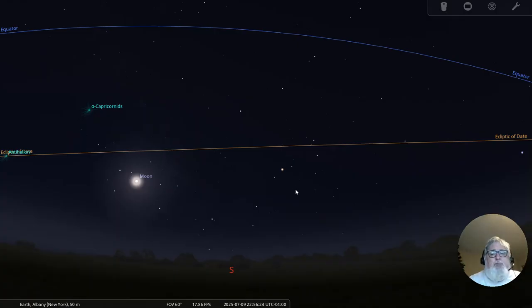All right. Now, right above Sagittarius and Scorpius, we have this orange line here. This is called the ecliptic. This is the apparent path of the sun across the sky.